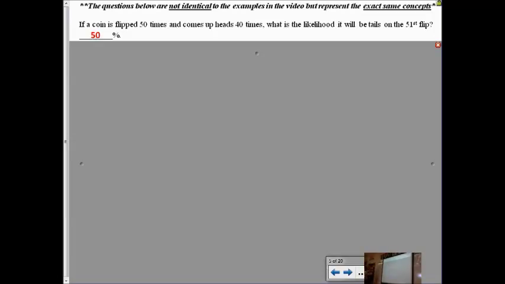Even though I got heads 10 times or 40 times out of 50, that doesn't mean the 51st flip is more likely to be heads. Basically, coins don't think, right? You flip a coin, if it gives you heads, it doesn't influence what the next flip is going to be. Okay? It's the same thing with this.